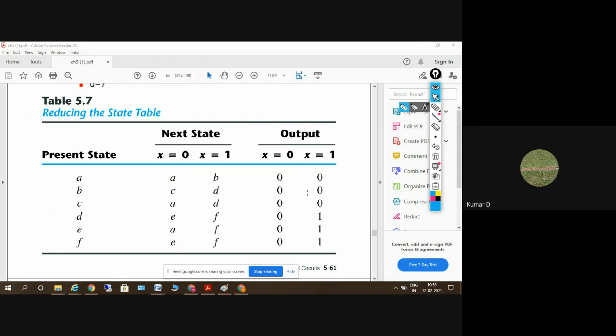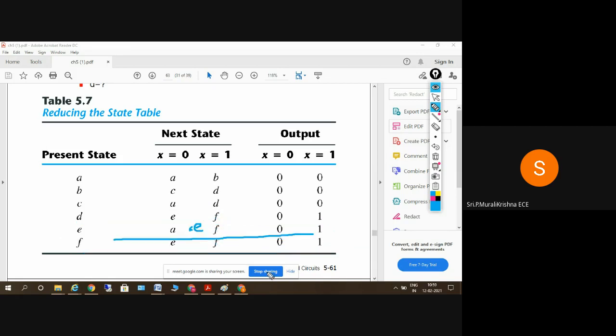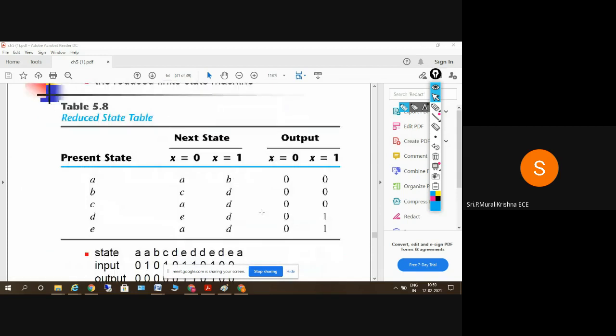D and F, sir. Yes, we have D and F. What I can do here is replace F with D, and I can remove this F. So take down this diagram, take the table, then replace that. So the final table will be like this.